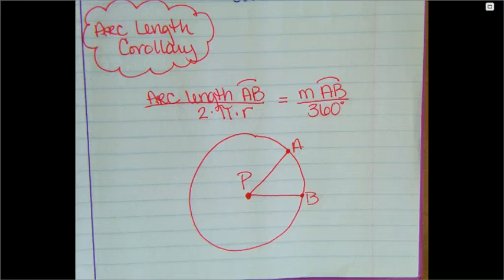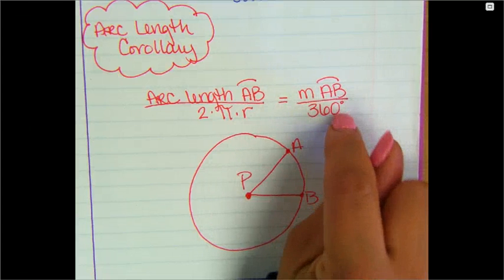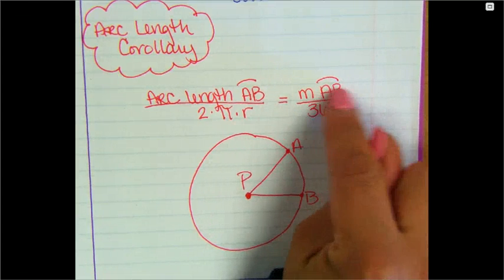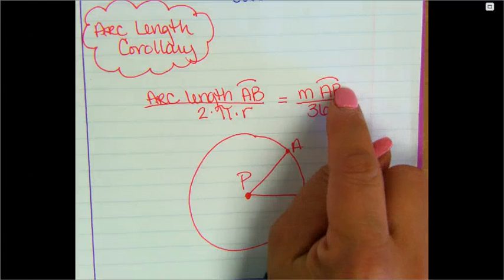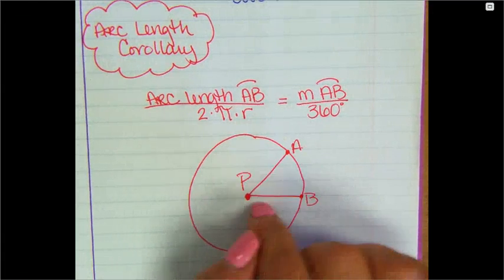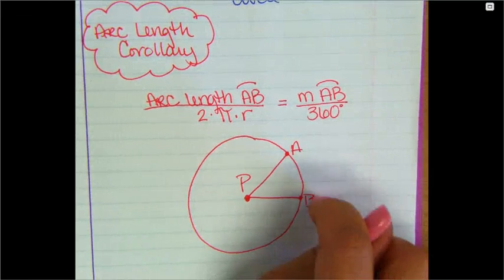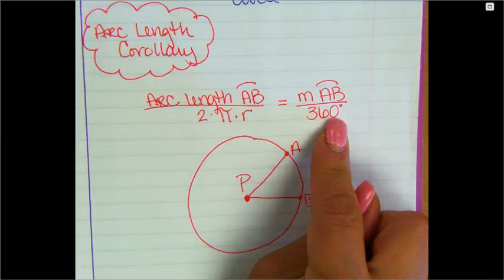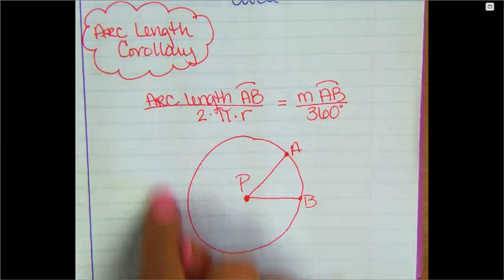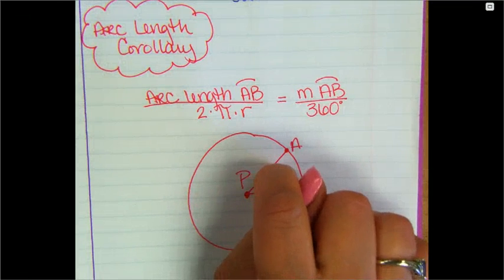Good. Here's my question. Why is the measure of arc AB over 360? What does it mean to be the measure of arc AB? It's just a portion of it. It's the angle, which is the same as the arc, yes? So if I know the angle or the arc, it's a portion. Why 360? Because it's the whole circle. So it's the portion out of the whole circle. Okay, so it's a fraction.